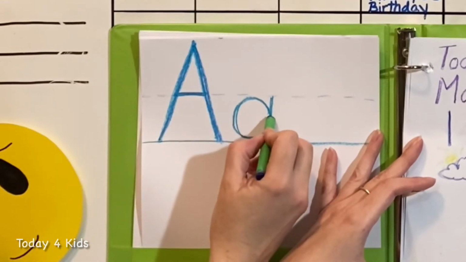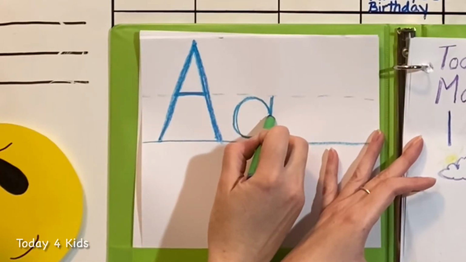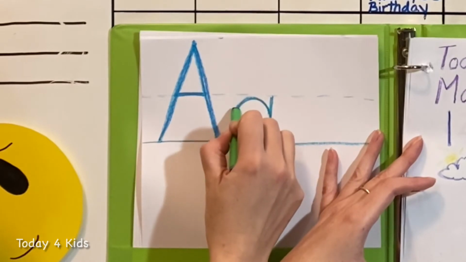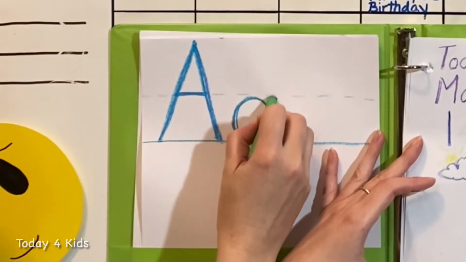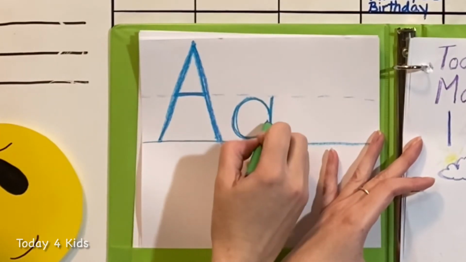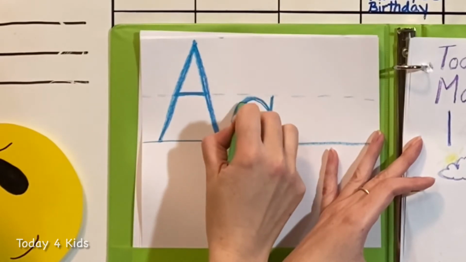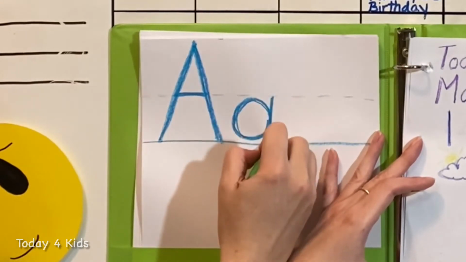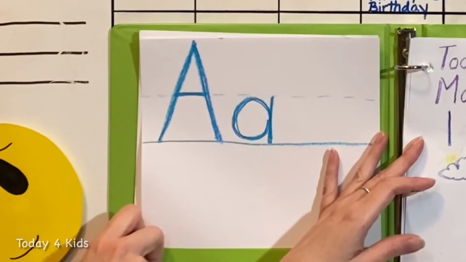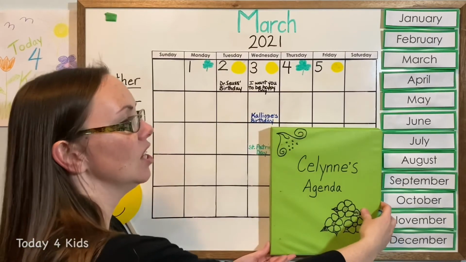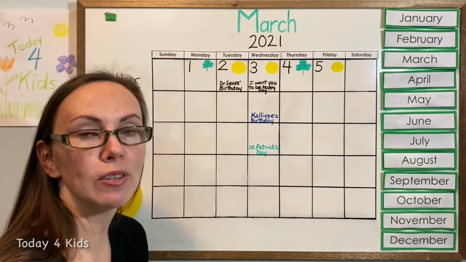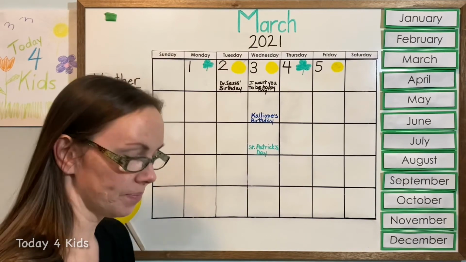Next, we're going to make the lowercase a, and we do that by making a circle. So make a circle with me, go all the way around, and then make a line. That is our lowercase a. Let's do that again. Make another circle, and then a line, and you've made a lowercase a. And if you practice all your letters every day, you'll get really good at them, and pretty soon you'll be able to make all the words that you like.